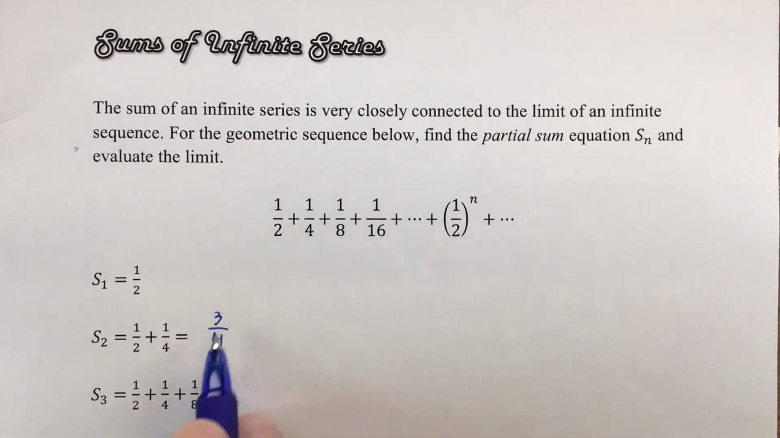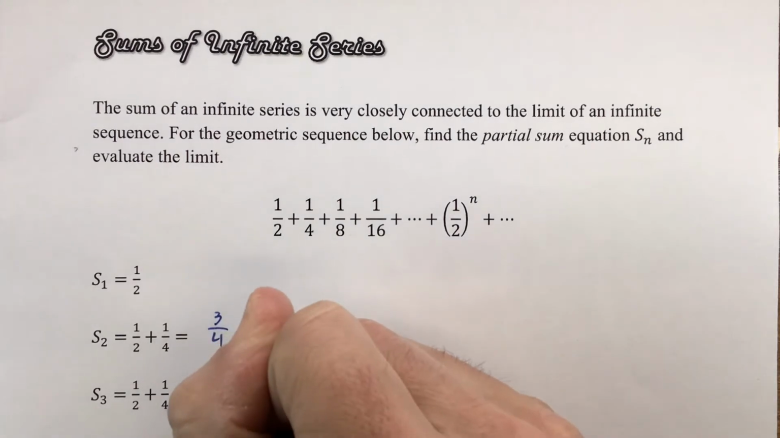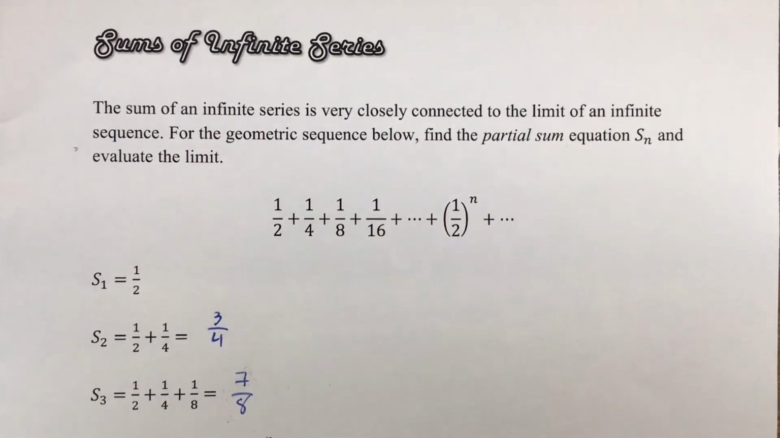1/2 plus 1/4 is 3/4. 3/4 is the same thing as 6/8. So 6/8 plus 1/8 would give you 7/8. All right, so if you look at just the first three here, you can almost start to create a pattern in what we see. You've got 1/2, 3/4, and 7/8.